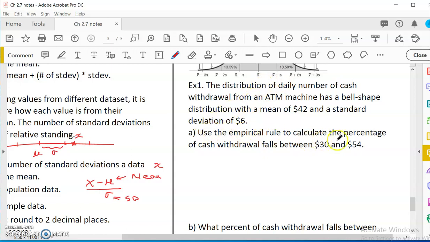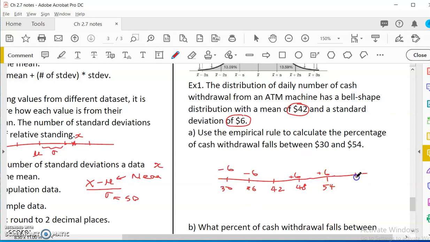Use the empirical rule to calculate the percentage of cash withdrawals that fall between 30 to 54. We don't know what to do. So what we can do is just draw the number line. Use the mean and standard deviation. So the mean is 42. Standard deviation is 6. So you add 6, that would be 48. Add 6 again, because this is the standard deviation, 48 plus 6, so that's 54. Then on this side, you minus 6. So that would be 36. You minus 6 again, it's 30.